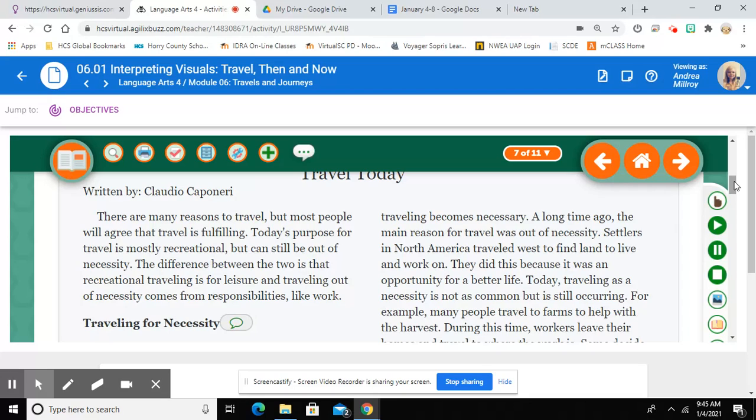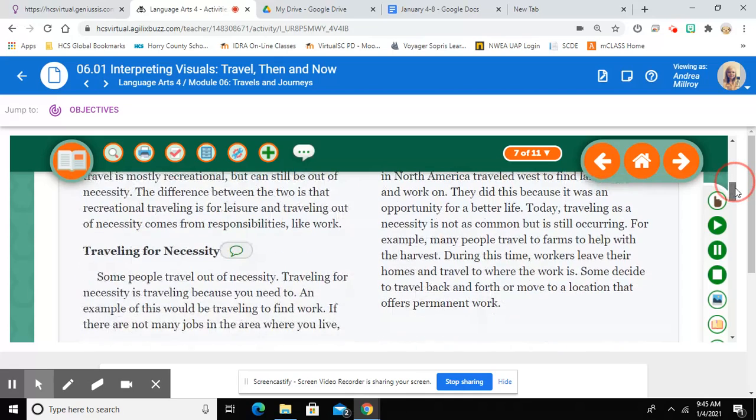Today, traveling as a necessity is not as common, but is still occurring. For example, many people travel to farms to help with the harvest. During this time, workers leave their homes and travel to where the work is. Some decide to travel back and forth or move to a location that offers permanent work.